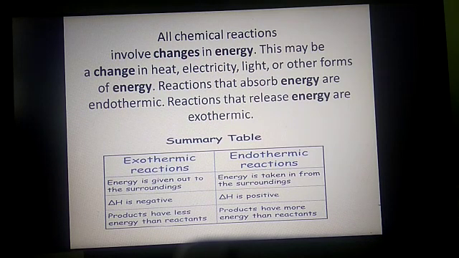So this is about exothermic and endothermic reactions, and we'll discuss photochemical and electrochemical reactions in the next class.